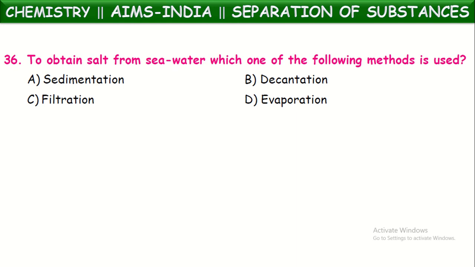To obtain salt from seawater, which one of the following methods is used? Yes, how can we separate salt from seawater? The only method used there is evaporation. By evaporation, seawater will be evaporated and salt will remain behind as crystals. That process is called evaporation.